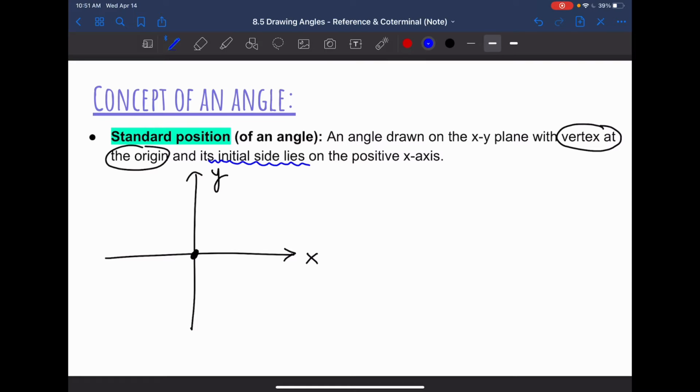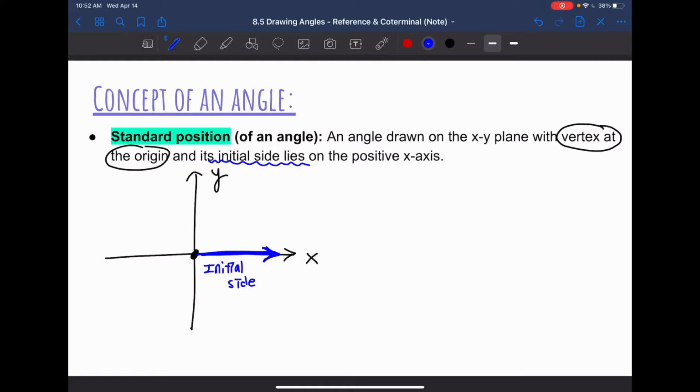It has to be on the positive x-axis. You know the x-axis is this horizontal one, right? Which one is positive? It's always the right-hand side. This one is negative. So your initial side has to be on the positive axis, okay, like that. So this is your initial side, okay?